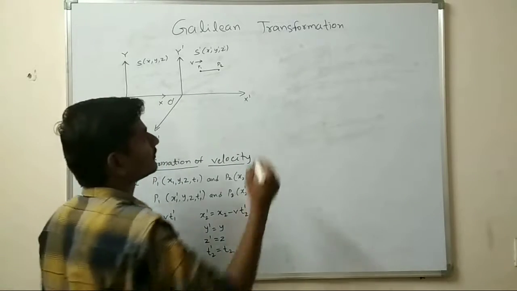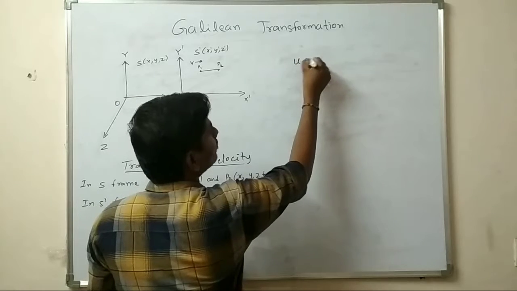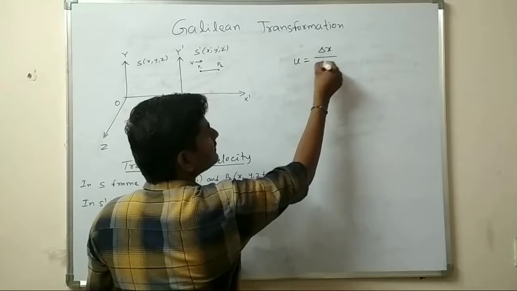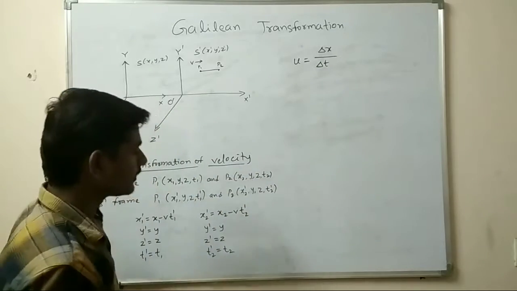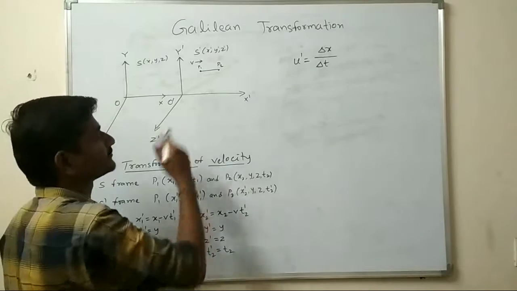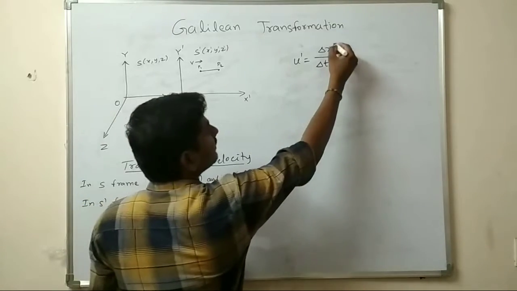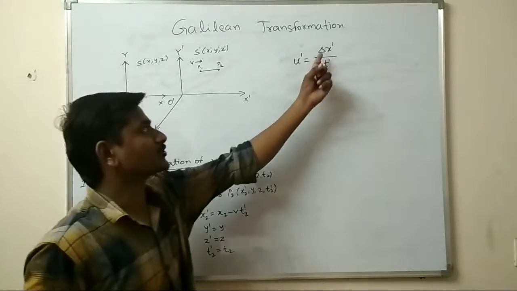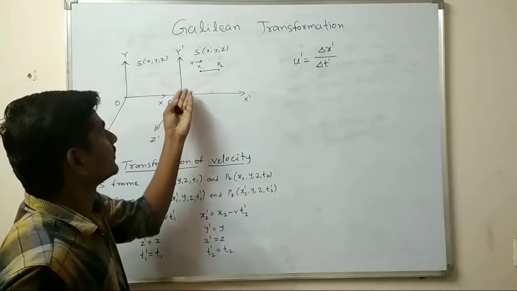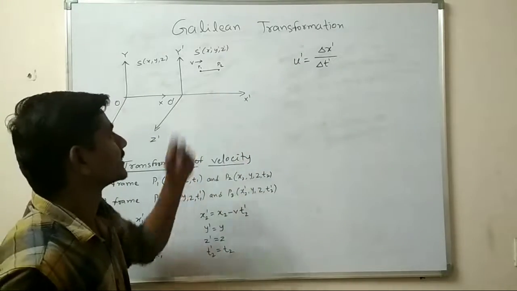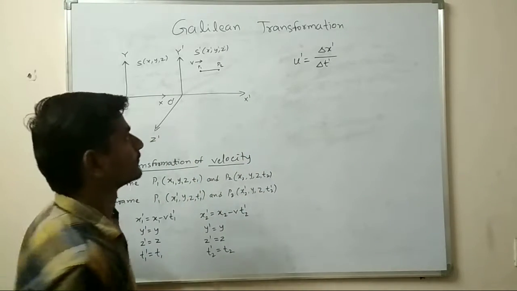From the definition of velocity, we know that velocity is equal to change in position, that is displacement, divided by change in time. Let us say that u dash is the velocity of the object in the x dash frame of reference. Therefore, we can write delta x dash divided by delta t dash. Delta x dash is the change in position of the object as measured from the s dash frame. Delta t dash is the change in time as measured in the s dash frame.